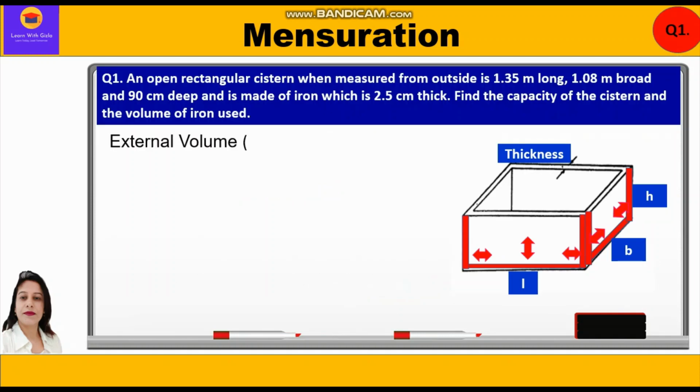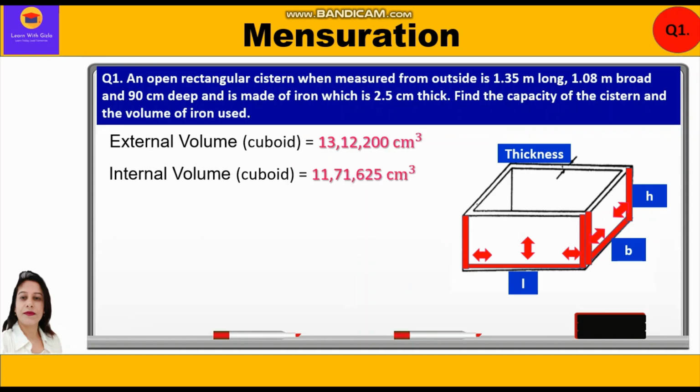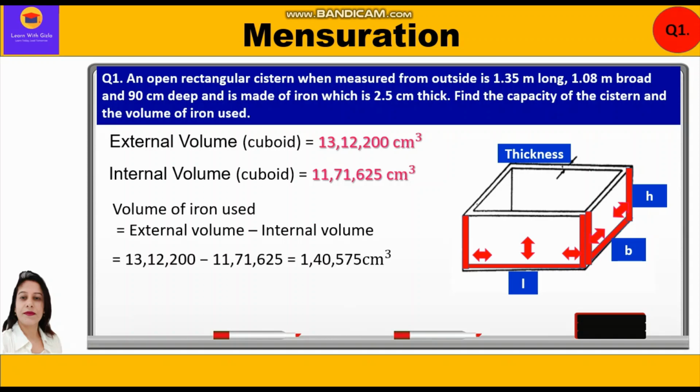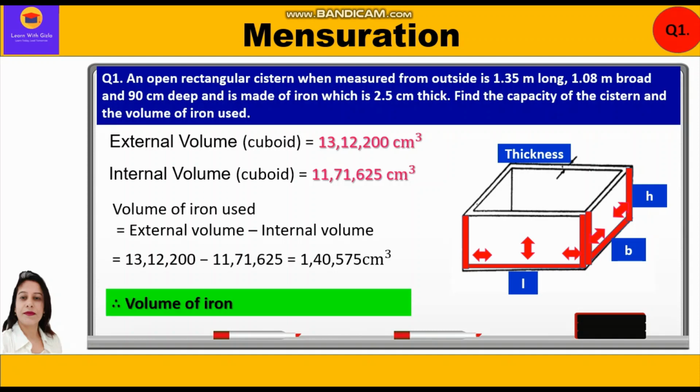Now we have to find the volume of iron used, which is always external volume minus internal volume. So we have already calculated the external volume and internal volume. We will just write down the measurements. We will write 1312200 minus 1171625. We'll subtract both and we'll get 140575 centimeter cube. So this is the volume of iron which is used to make this cistern.